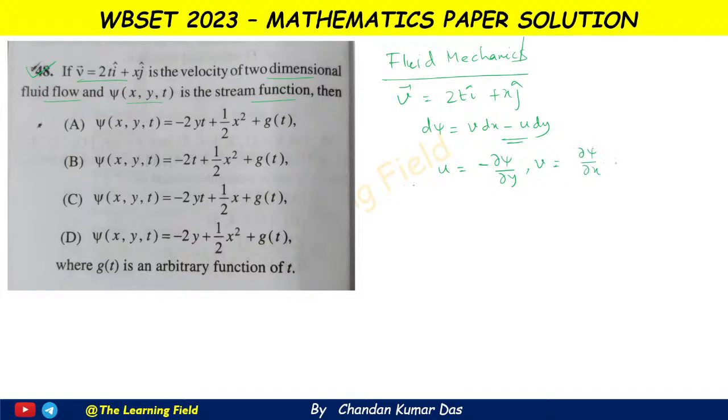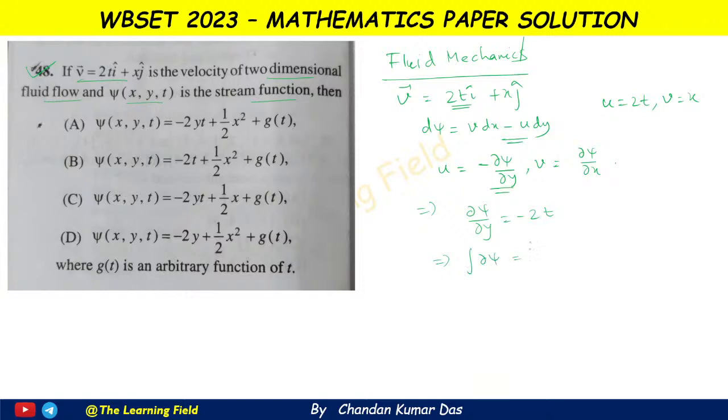Okay, so now psi equals what? If we integrate this term first, then we can write del psi del y. From this equation we can write del phi del y, and the u component is this one, 2t. u equals 2t and v equals x. Okay, so del psi del y is simply minus of 2t.